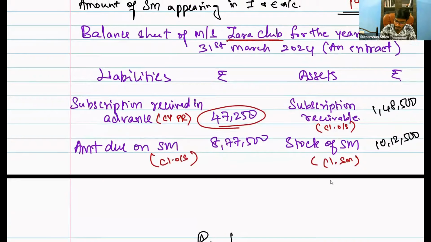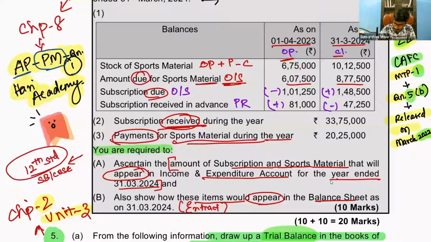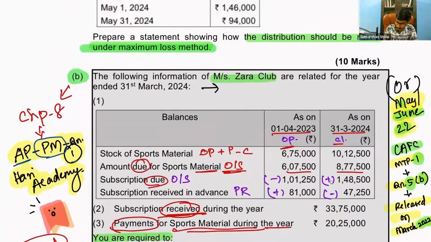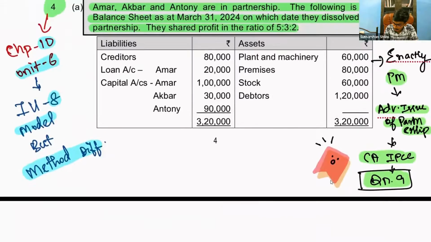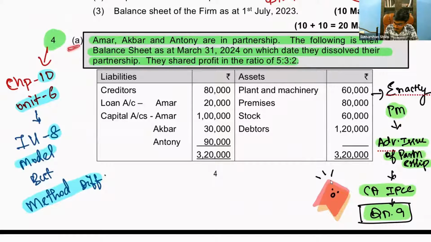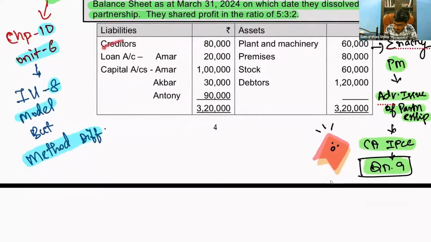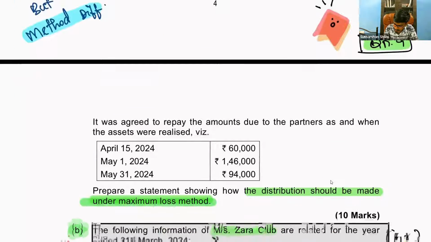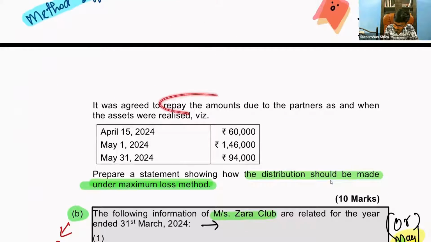Then we are left with the final question, that is 4A. Amar, Akbar and Anthony are in a partnership. The following is their balance sheet as on 31st March 2024, when their partnership was dissolved. They agreed to share in the ratio of 5:3:2. All the values are given. It was agreed to repay the amounts due as and when the assets were realized. Twice, April 15, they are realized the first time. This is your second time. This is your third time. They are realizing and getting their payment. Prepare a statement showing how the distribution should be made under the maximum loss method.